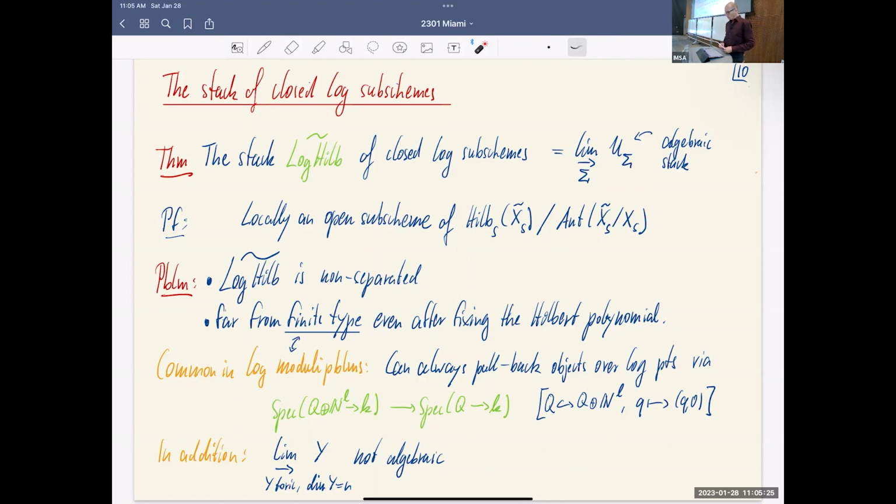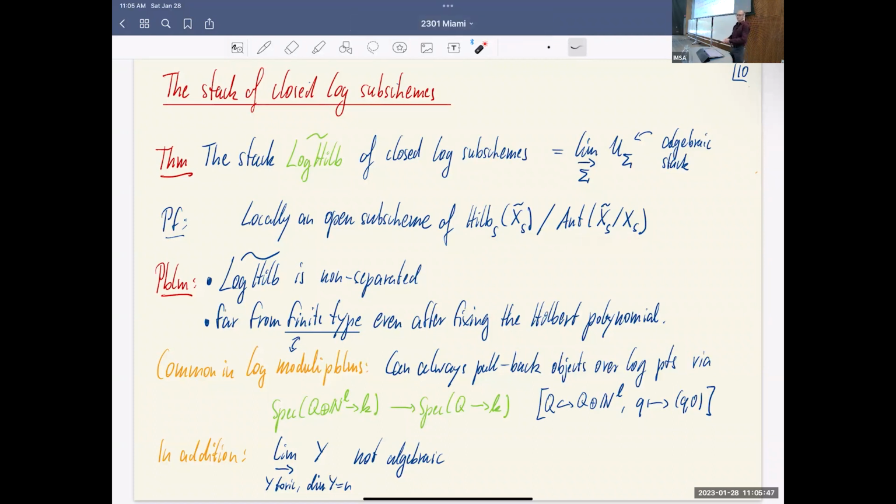Okay, so it is covered by open substacks that are algebraic. And how do you get these? Well, fix one, explain the degeneration, and take the relative Hilbert scheme of that and divide out possible automorphisms that you might have. Why would you have automorphisms?